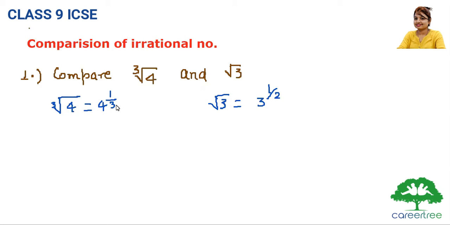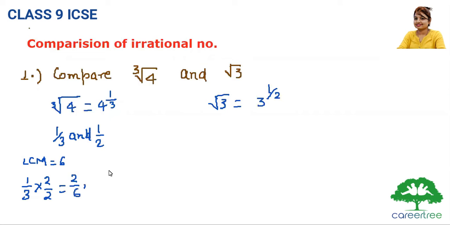So here we can change them into like fractions, and then we will compare. If you want to change the powers into like fractions, what do we have to do? First we have to find the LCM of the denominators, right? We have 1 by 3 and 1 by 2. So the LCM of the denominators will be 6, right? So 1 by 3 multiplied by 2 by 2 will give us 2 by 6. In the same way, 1 by 2 multiplied by 3 by 3 will give us 3 by 6, right?